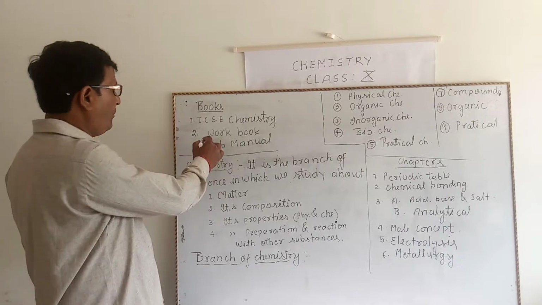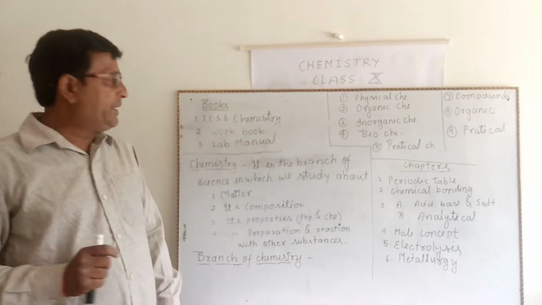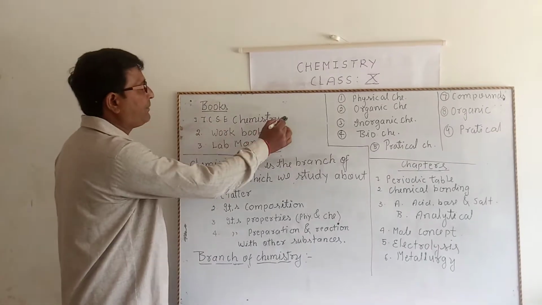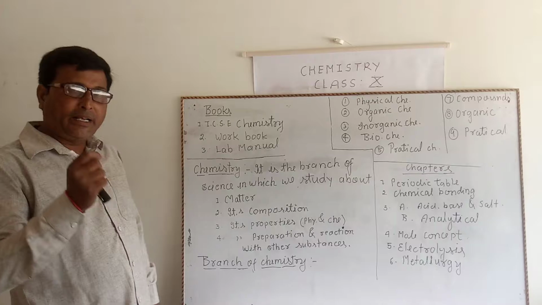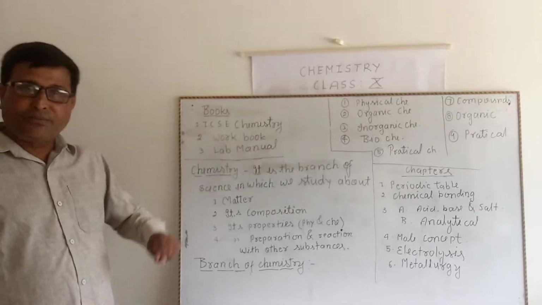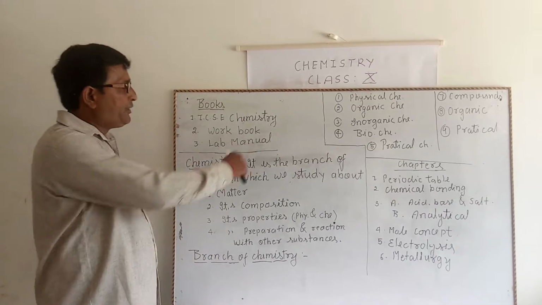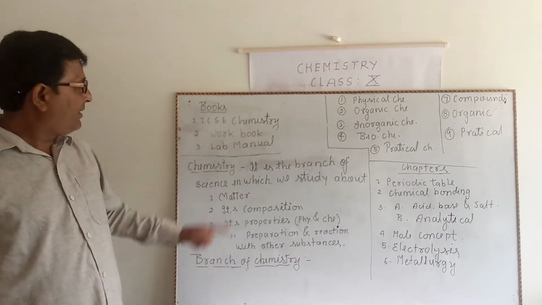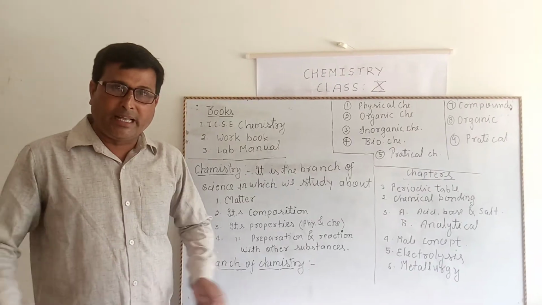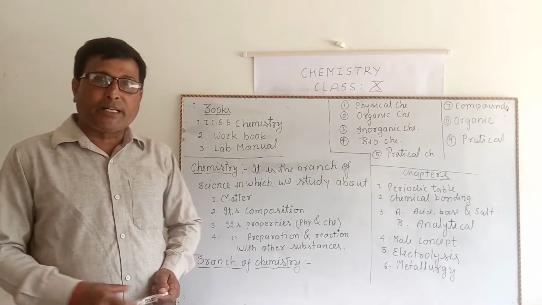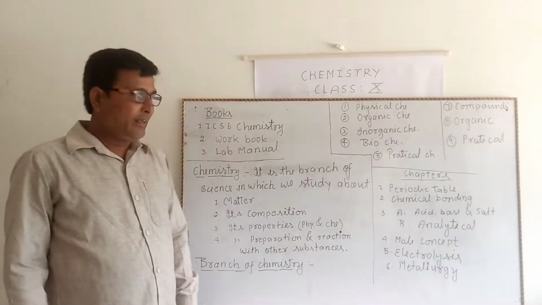Afterward, the workbook. What is the use of the workbook? When the teacher finishes one chapter of your book, then you have to find the answers to the questions of that chapter from the workbook. Third one, lab manual. In the lab manual, whatever experiment you are going to do in the lab, you have to write about that experiment.